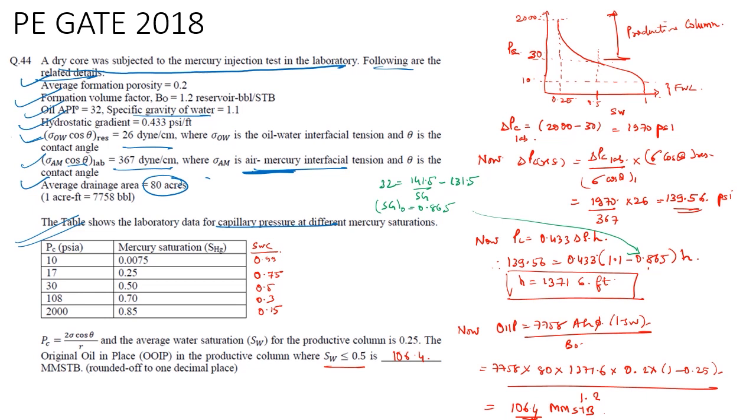Now we need to find out, we know the formula Pc is equal to 2 sigma cos theta by r, and the average water saturation for the productive column is 0.25.